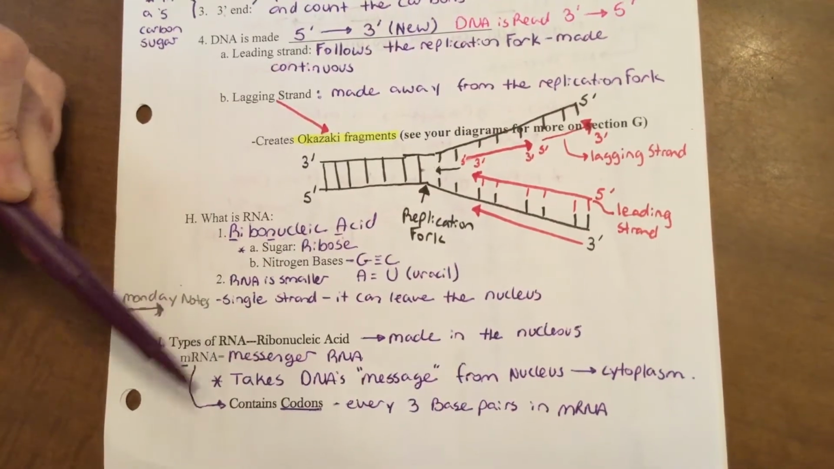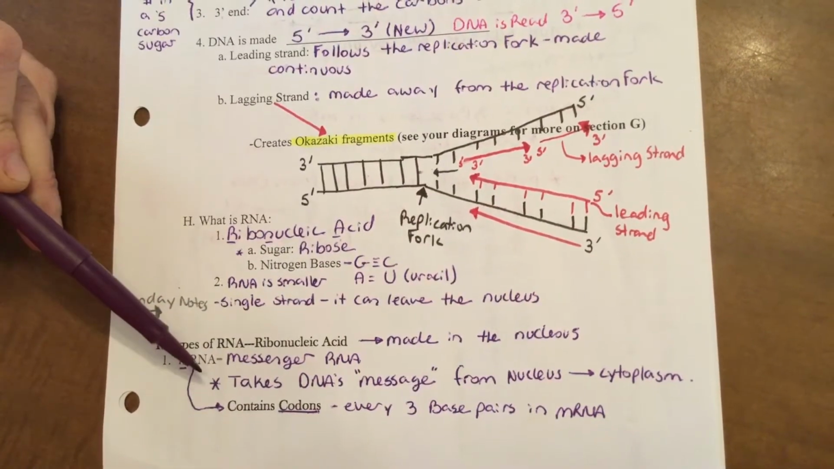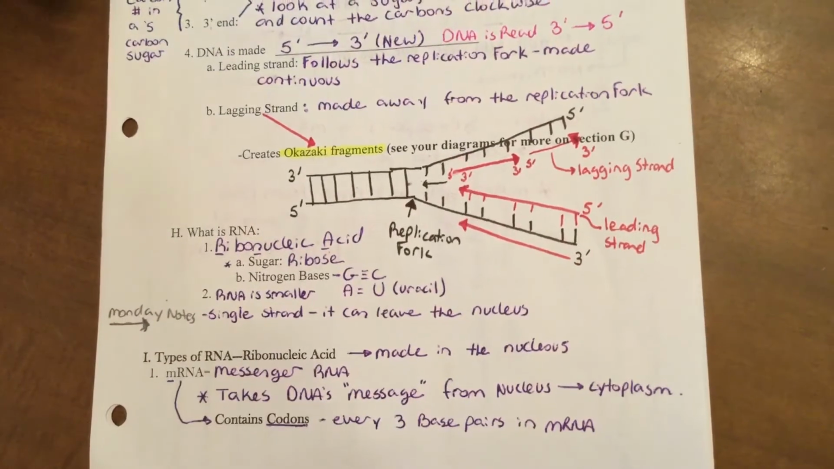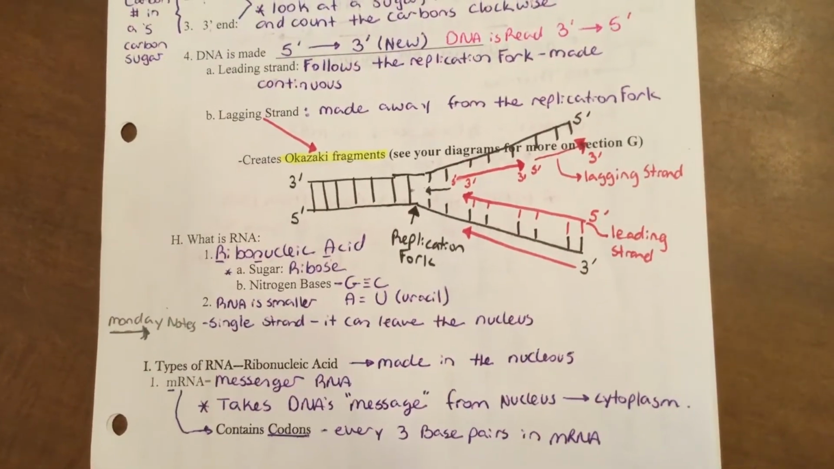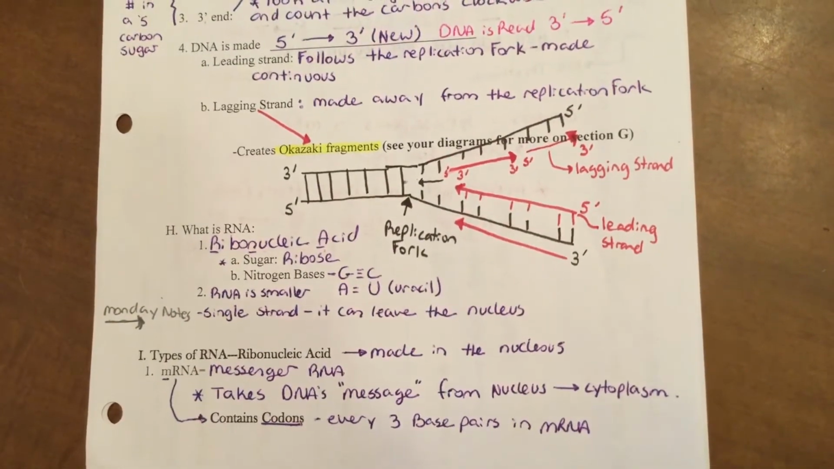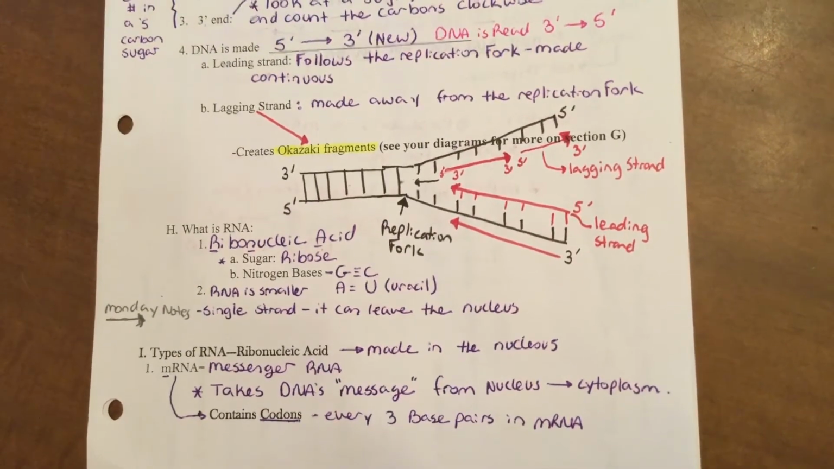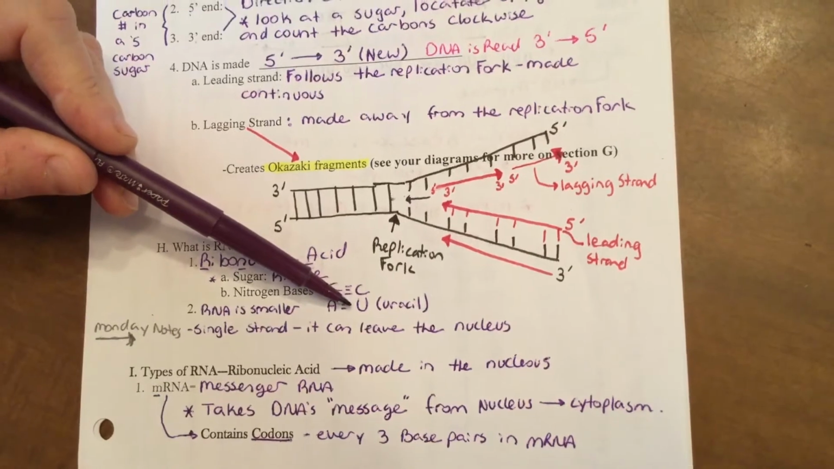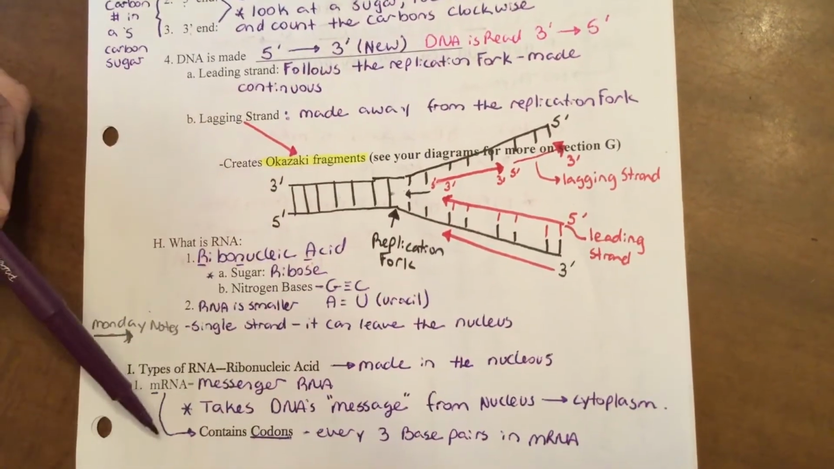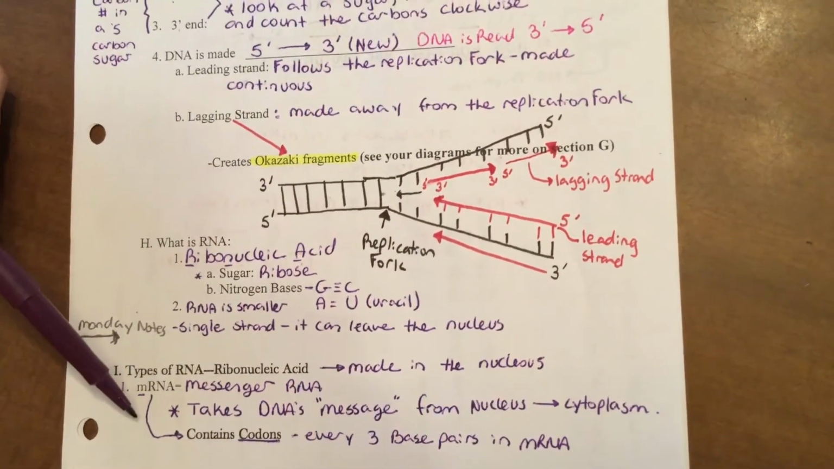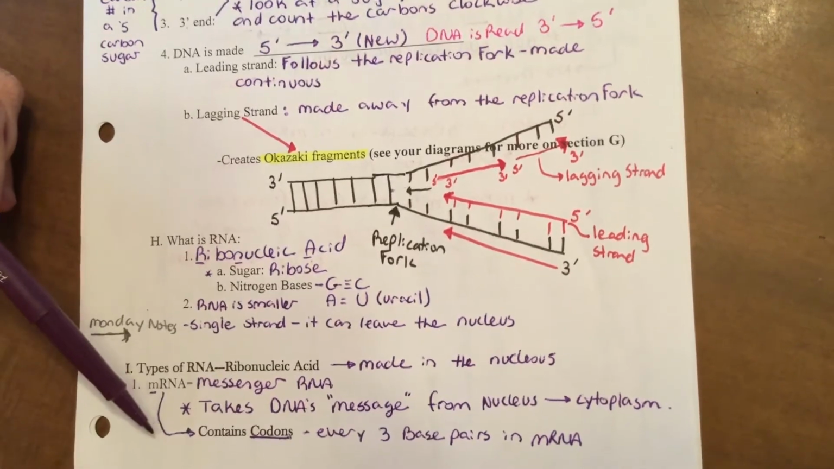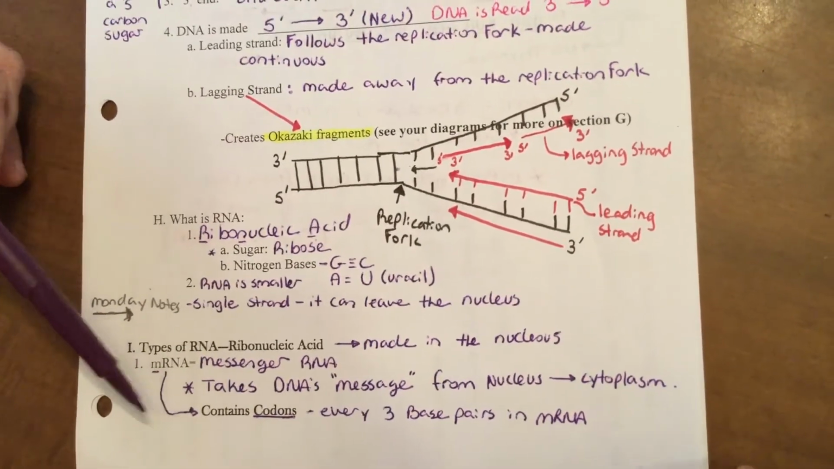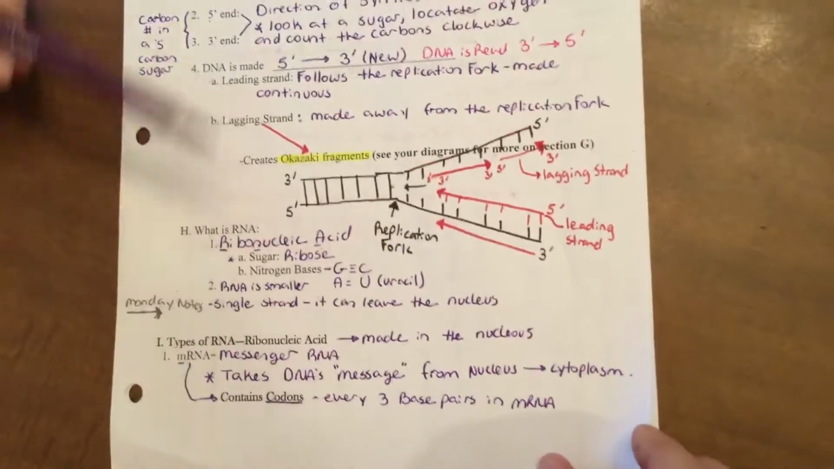Messenger RNA is going to take DNA's message from the nucleus to the cytoplasm, and that's that process of transcription that we talked about. So he's going to take that double-stranded DNA, a small segment of it, which is going to be a gene, and he's going to put it into his own language, which now contains uracil instead of thymine. Realize that every 3 base pairs in DNA is a triplet. Every 3 base pairs in messenger RNA is known as a codon, and they're going to be complementary to each other.